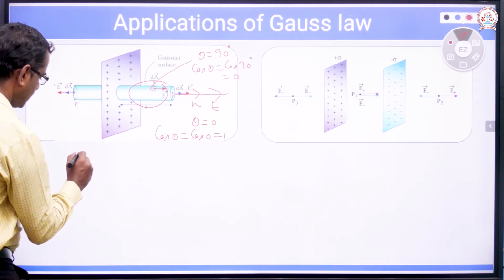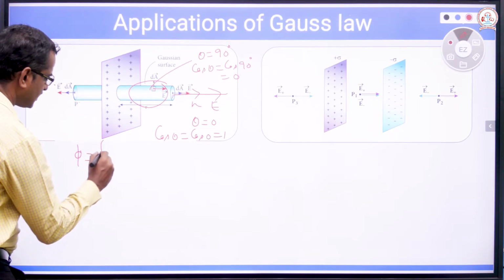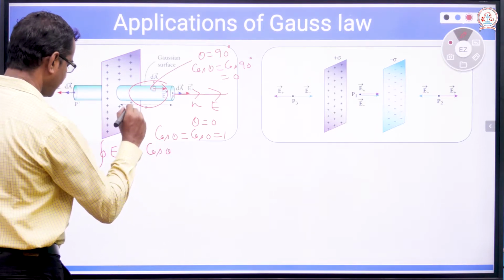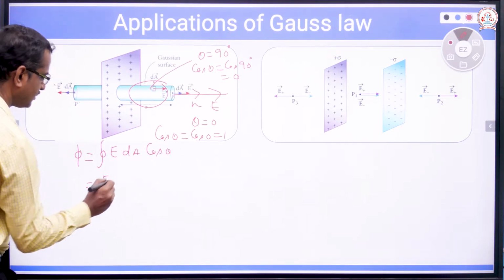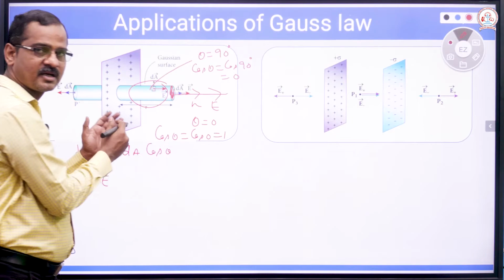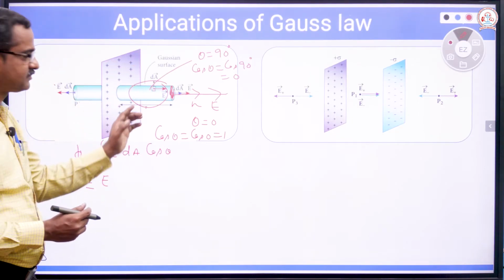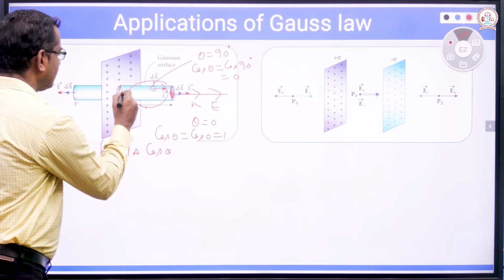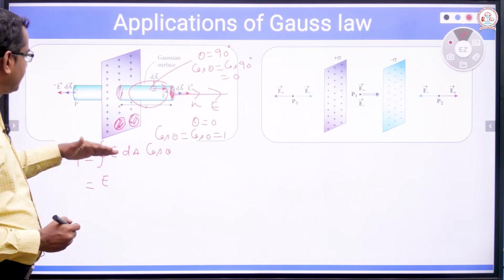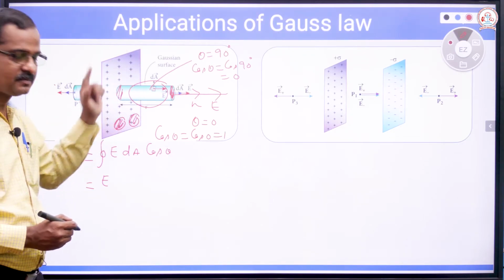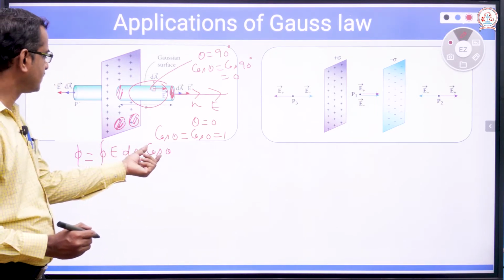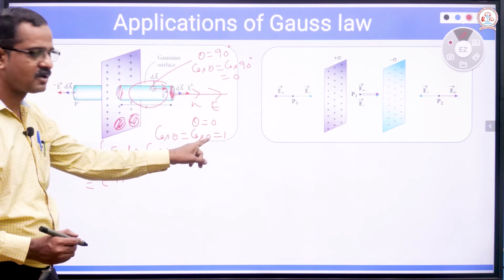Flux phi is equal to closed integral E dA cos theta. That's equal to E, the electric field, times closed integral dA. This is a small area here, and a small area here. If we imagine a Gaussian surface at different parts of the charged plate and integrate, we are going to get the total area of the plate. Then closed integral dA will be equal to the area of the plate. Cos theta, here theta is equal to 0, then cos 0 is 1.